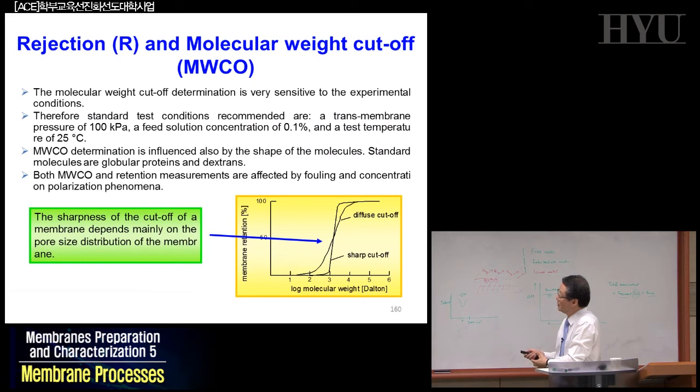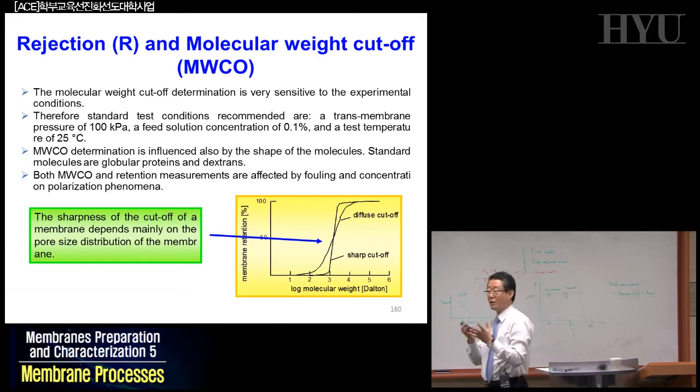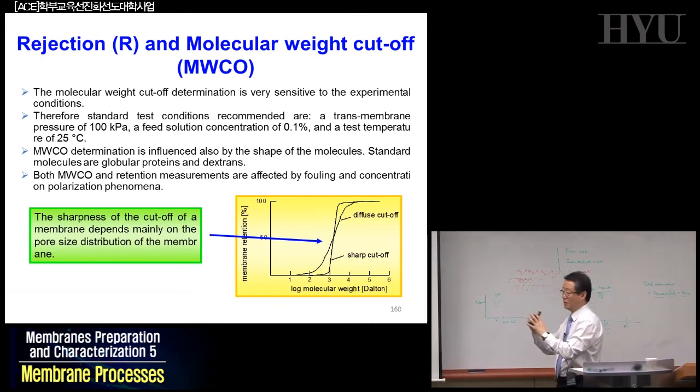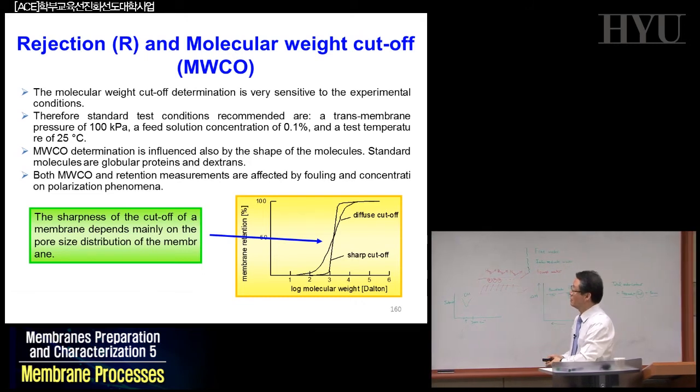And so, there is a standard method. The pressure is 100 kPa, and the concentration is 0.1%. Temperature, of course, will influence your permeation property, so this was set at 25 degrees C. Molecular weight cutoff is influenced by the shape of the molecules. Of course, whether the shape of the molecule is spherical or hexagonal influences the molecular cutoff as well.